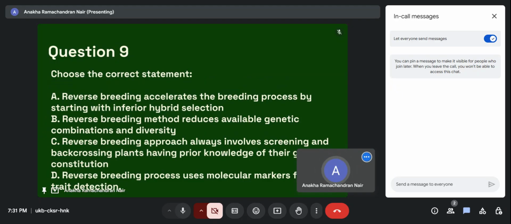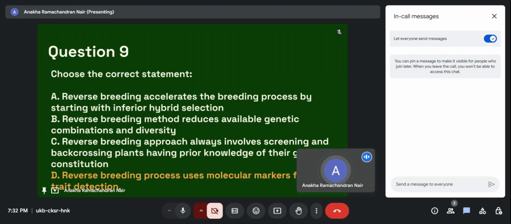Question number 9: you have to choose the correct statement this time. There are four statements given to you. Reverse breeding accelerates the breeding process by starting with inferior hybrid selection. Reverse breeding method reduces available genetic combination and diversity. Option C is reverse breeding approach always involves screening and backcrossing plants having prior knowledge of their genetic constituents. And option D is reverse breeding process uses molecular markers for rapid trait detection. So only one of these statements is correct. So let's see which is the correct statement. The correct statement is reverse breeding process uses molecular markers for rapid trait detection, right?